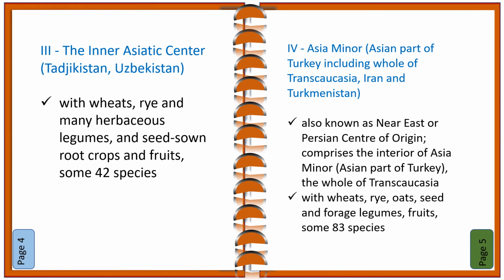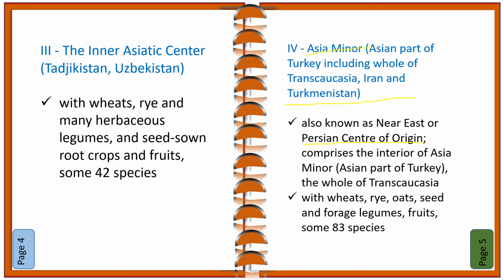Then we have the Inner Asiatic Center. So wheats then, rye, and many herbaceous legumes, seed-sown root crops, fruits, and some 42 species. Asia Minor, okay, which includes the Asian part of Turkey. So this is actually now yung kanina Near East or the Fertile Crescent. So in other literature, originally this center is called the Persian Center of Origin. So it comprises the interior of Asia Minor, Asian part of Turkey, the whole of Transcaucasia.